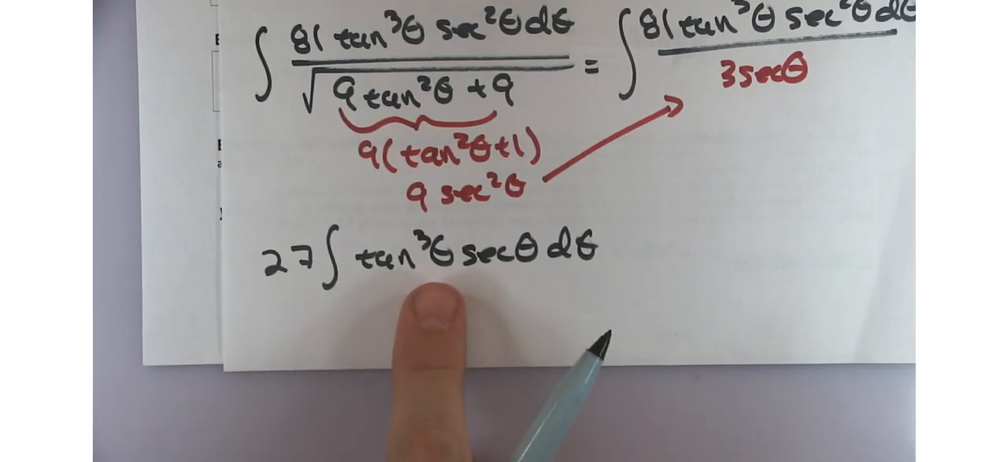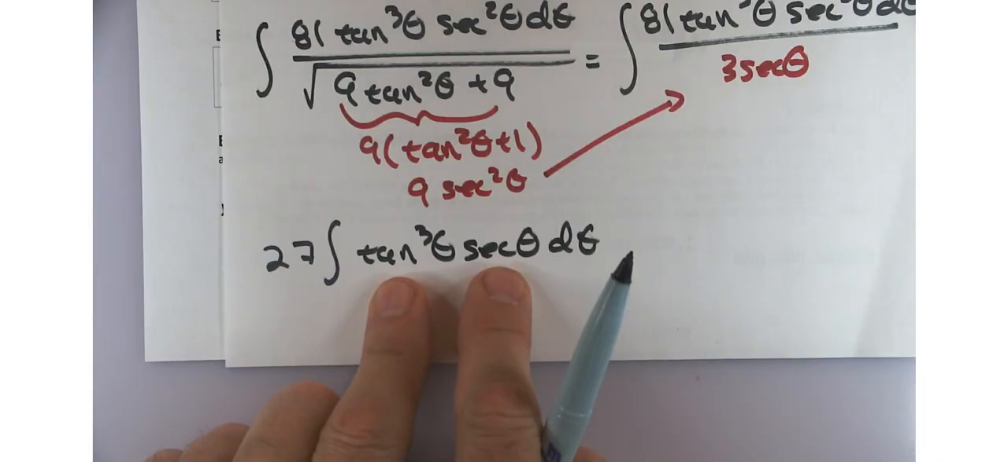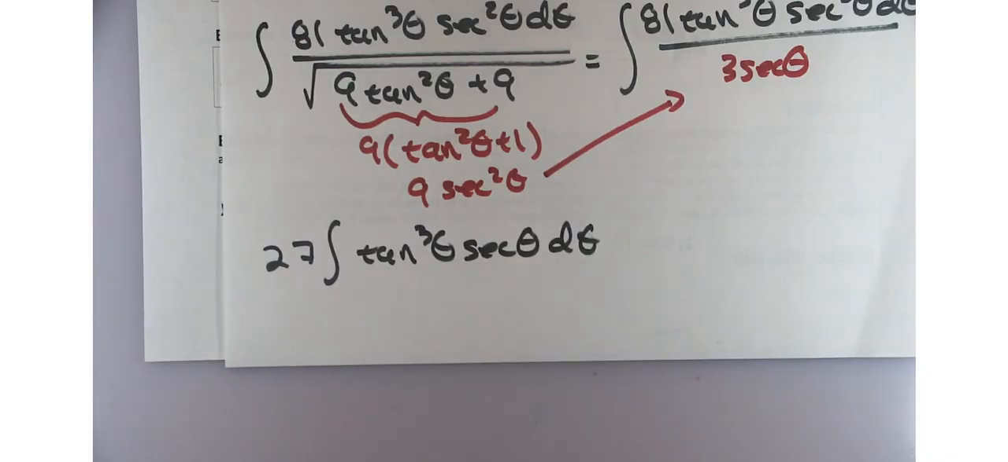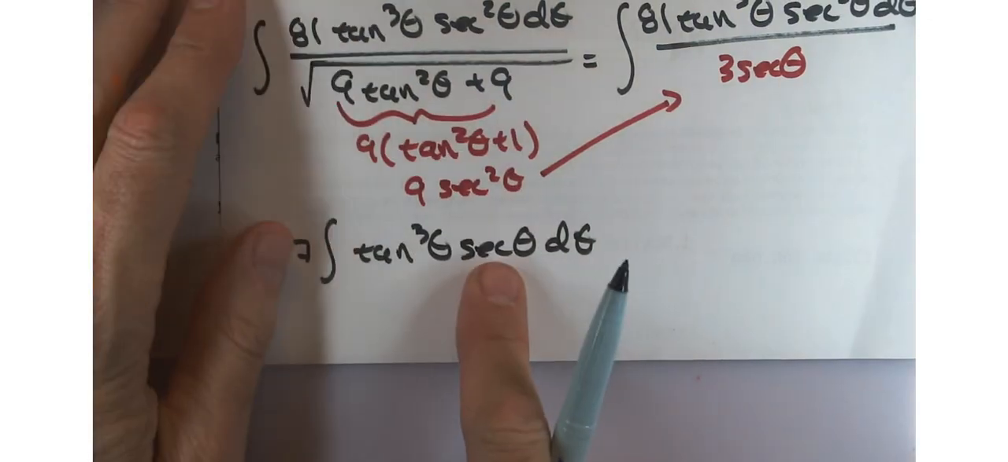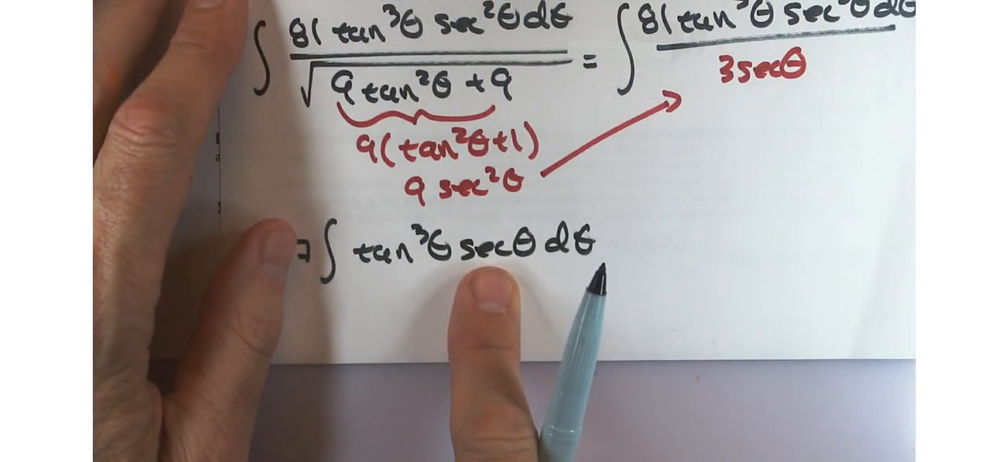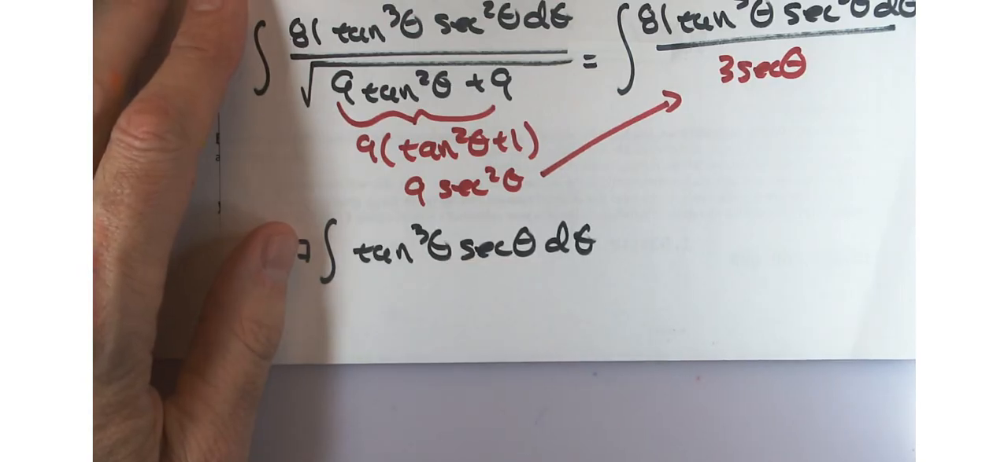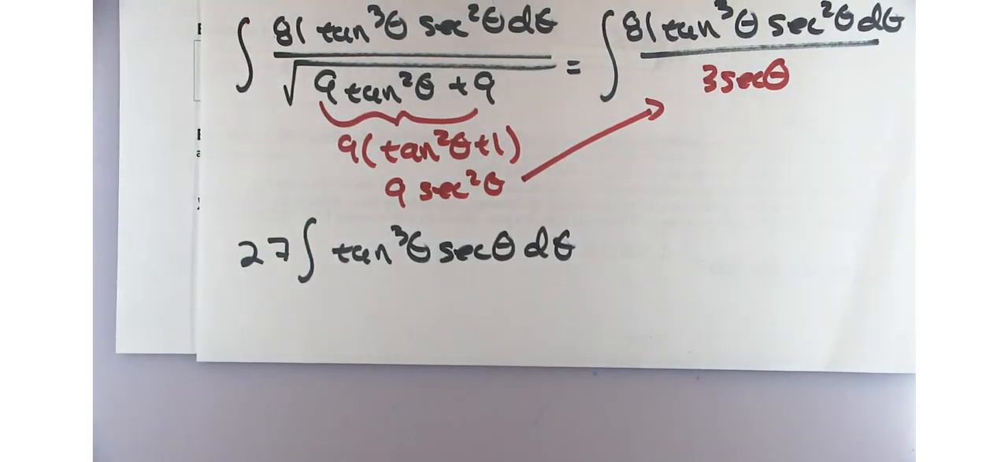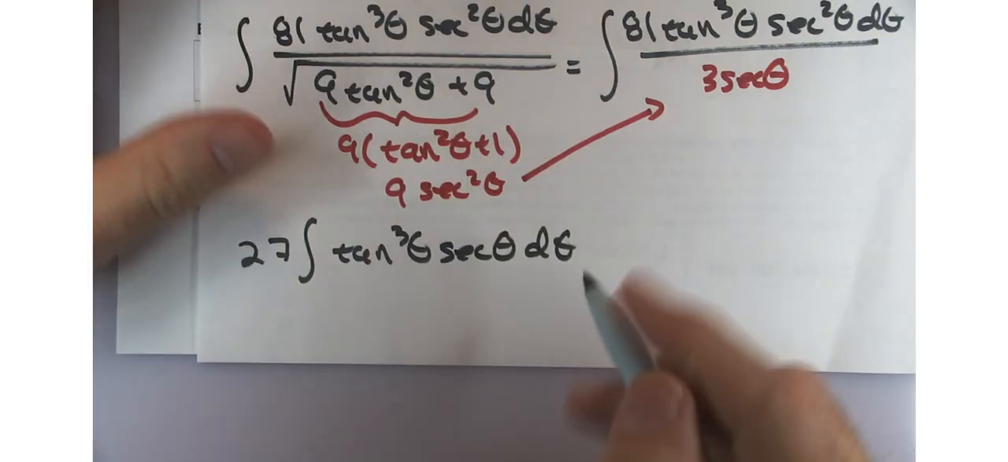Now, what I see is we got this one lone secant of theta term hanging out there. If I'm going to make a u substitution with secant of theta, then what am I going to need? What's the du term going to look like? Yeah, it's going to have a secant of theta and a tangent of theta. So I want to see if I can rearrange this to split off a secant of theta and a tangent of theta. So let's try that.